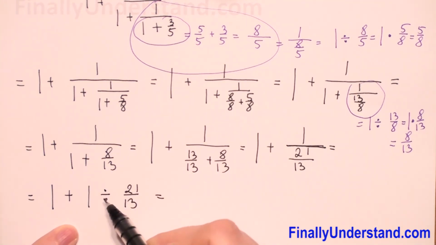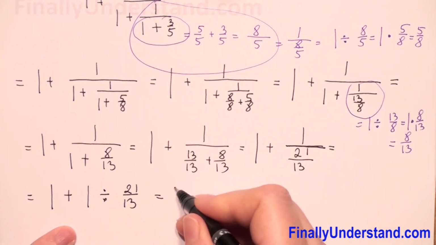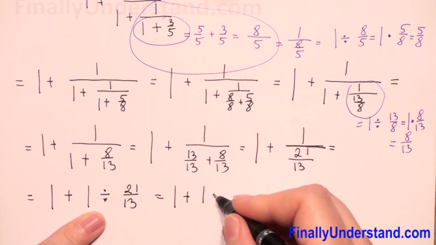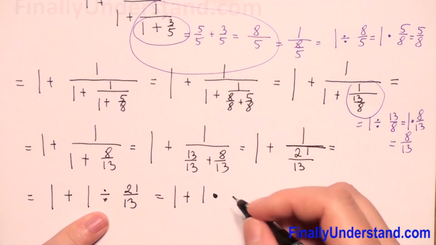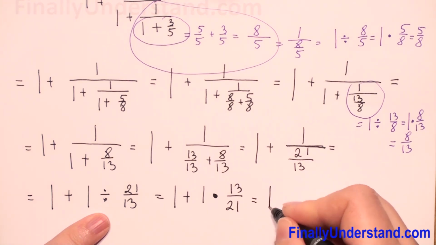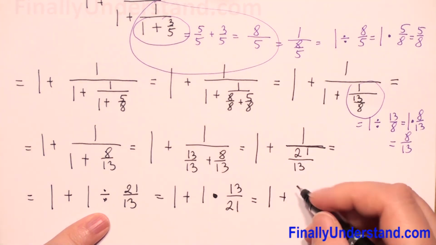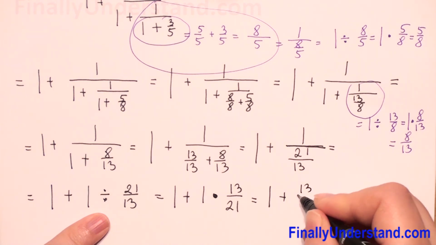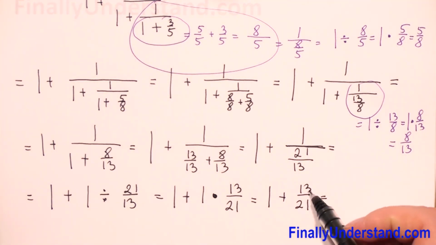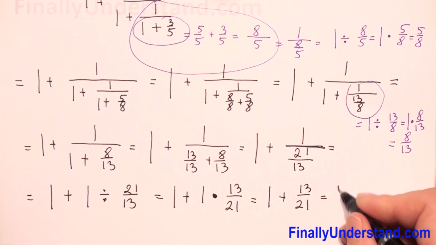So first we have to do division, next addition. So 1 we copy, next 1 we copy, division we change to multiplication, and we flip the fraction. So it will be 13 over 21. So this is equal to 1 plus 1 times 13 over 21, which is 13 over 21. So this is equal to 1 plus 13 over 21 we can write.